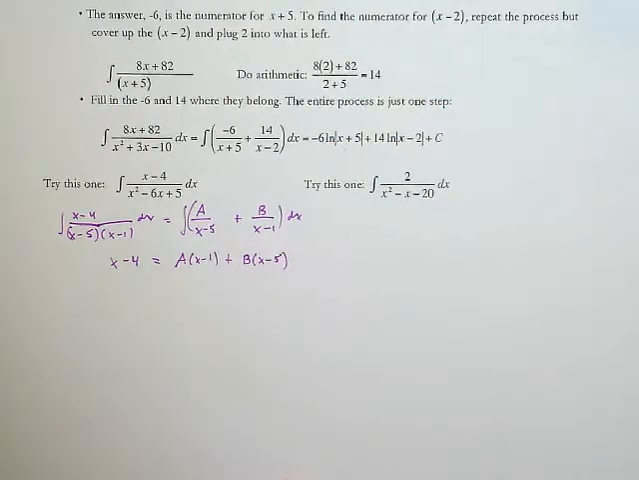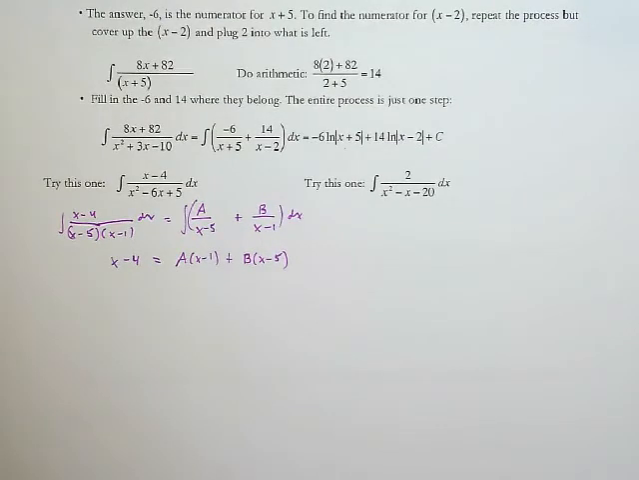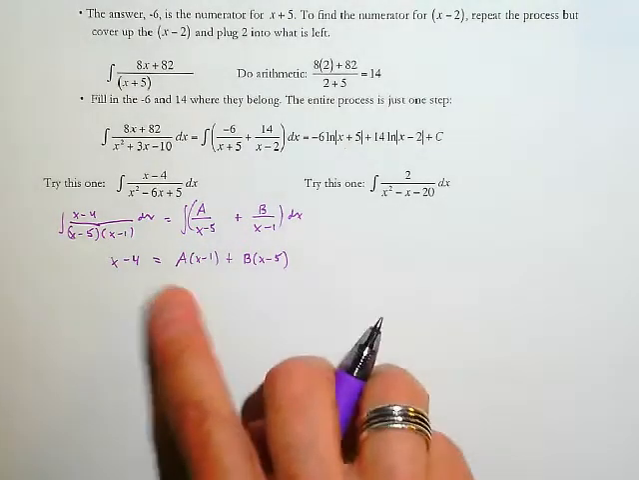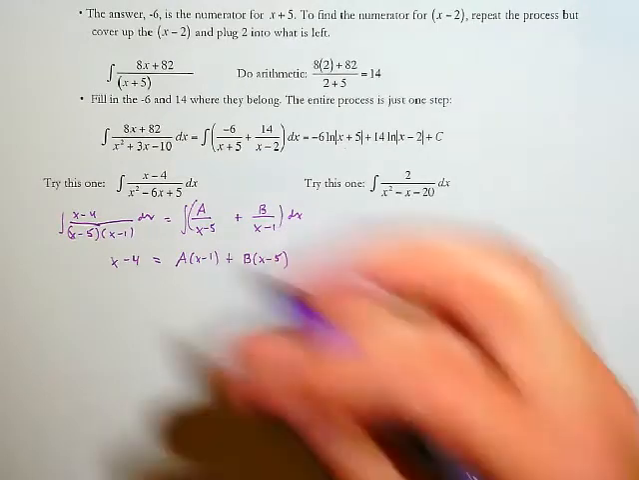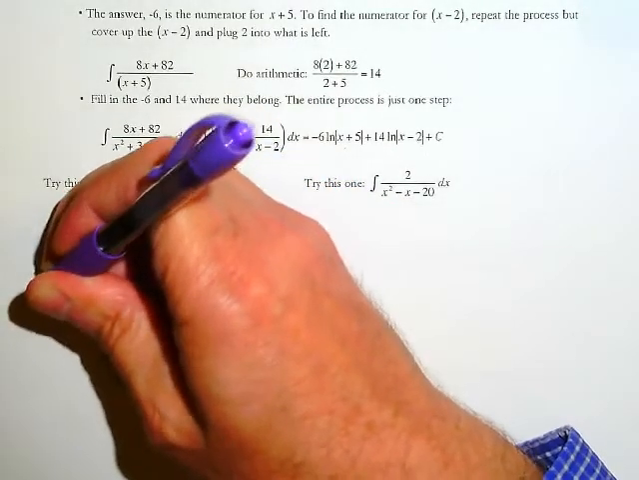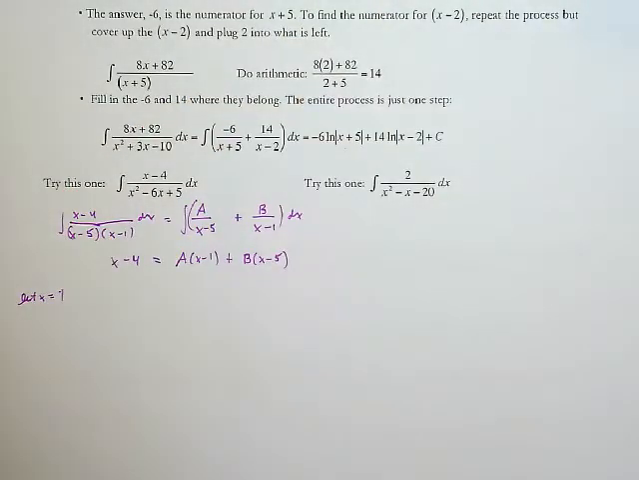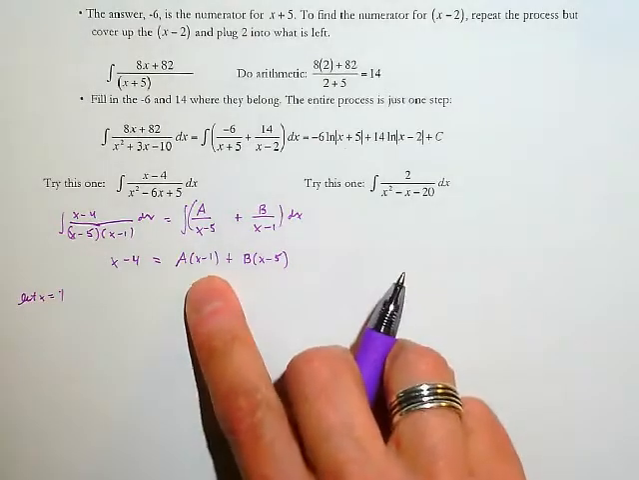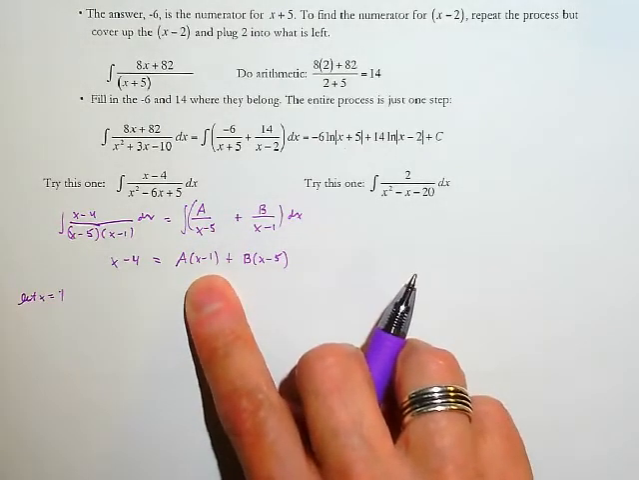Okay? And this is how I interpret the Heaviside method. Pick clever values, and they say it can be done in your head. I mean, okay. But pick a clever value that's going to eliminate either a or b. I'm going to say let x equal 1. Well, how in the world did I come up with 1? If I plug in 1, doesn't that eliminate the a?